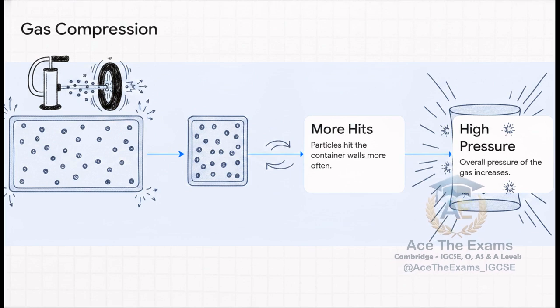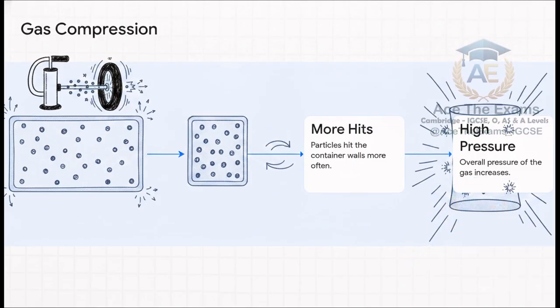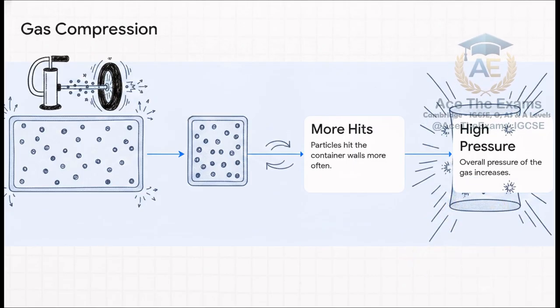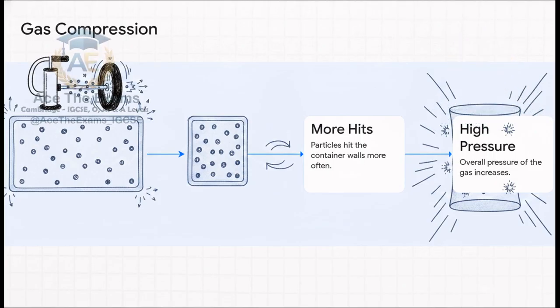So, if we squash a gas into a smaller container, meaning we decrease its volume, the total number of molecules stays exactly the same. But because the space is now smaller, those particles don't have to travel nearly as far between collisions. Therefore, they hit the walls much more frequently, and more hits per second means more force on the walls, which naturally means the pressure increases.